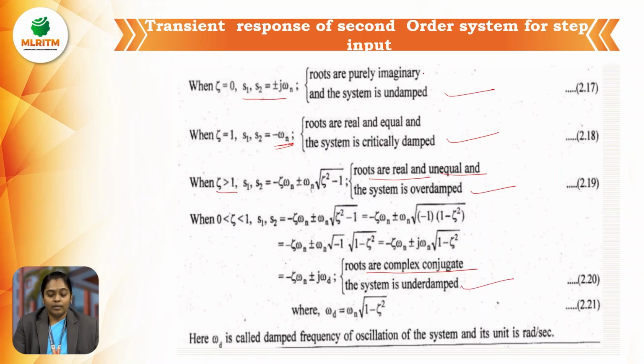If the roots are purely imaginary, it is undamped. If the roots are real and equal, it is critically damped. If the roots are real and unequal, then it is called overdamped. So this is all about the classification of second order systems based on the zeta value.